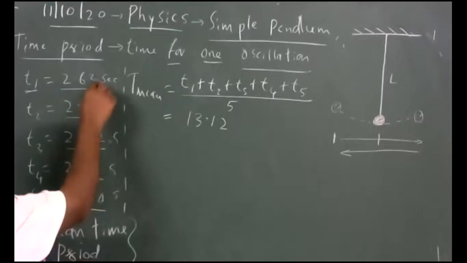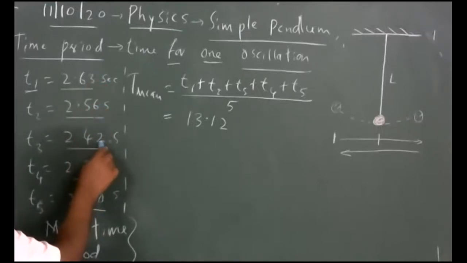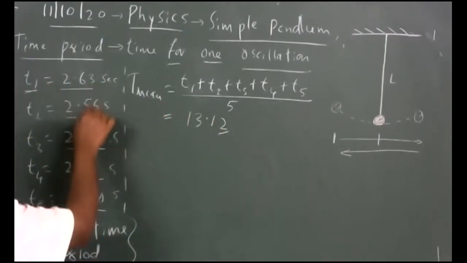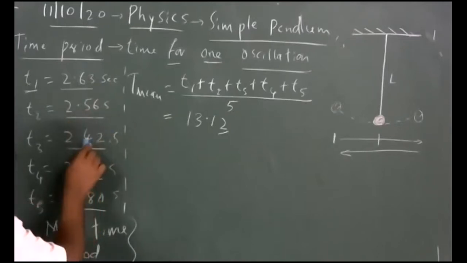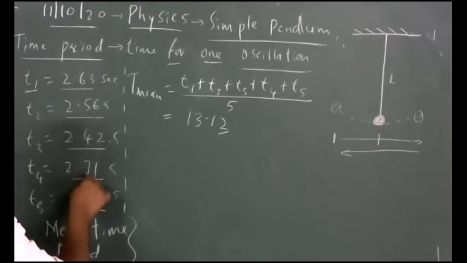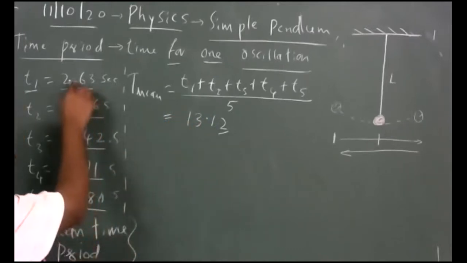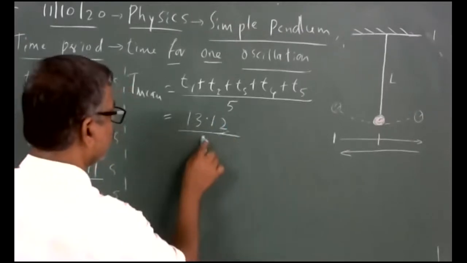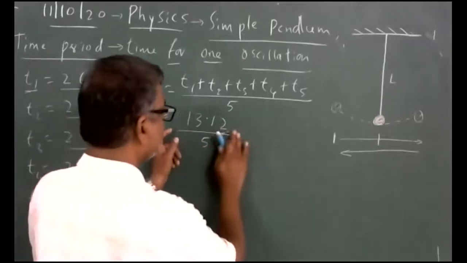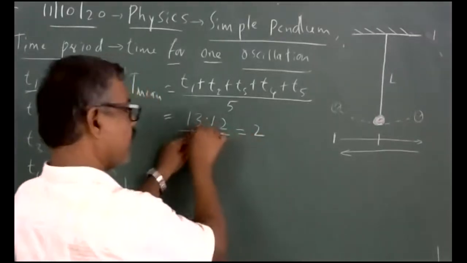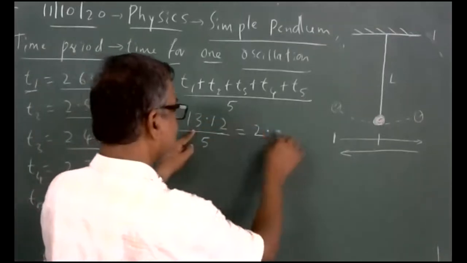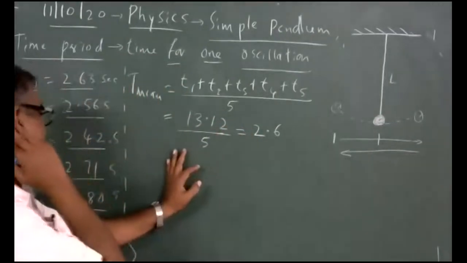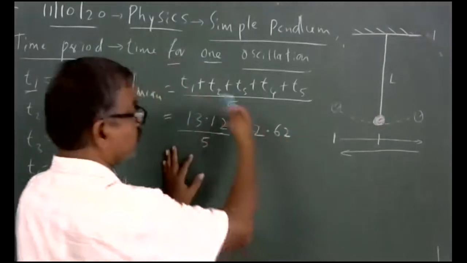Cross check: 3, 6, 9, 9 plus 2 is 11, 11 plus 12 is 12, carry 1. Continuing the addition, we get 13. That's why it is 13.12 divided by 5. When you do the simplification, 5 twos are 10, 3 remains, it becomes 31, 5 sixes are 30, 1 remains, then again 12, 12 means again 2.